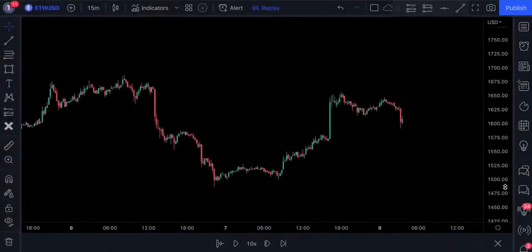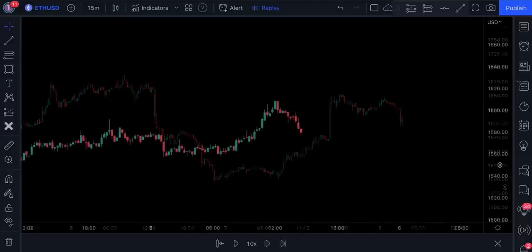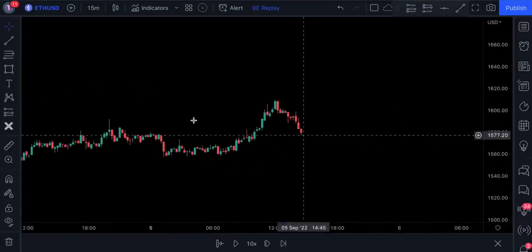Okay, so the second strategy is based on the Fibonacci retracement tool. I'm not going to get into details of what the Fibonacci sequence is because I don't want to make this video too long. If you want to learn the Fibonacci basics, please watch this video right here. So first step will be to select the Fibonacci retracement tool.